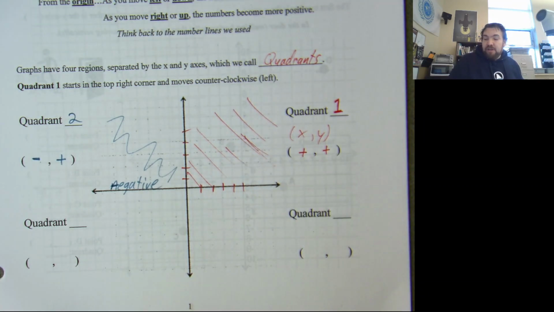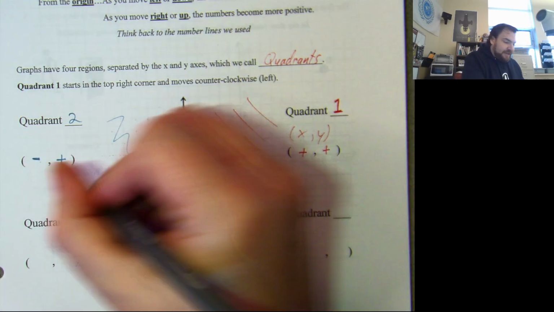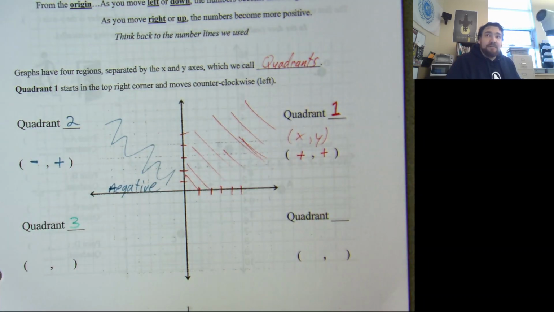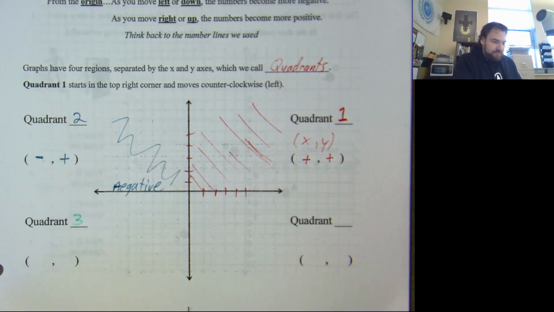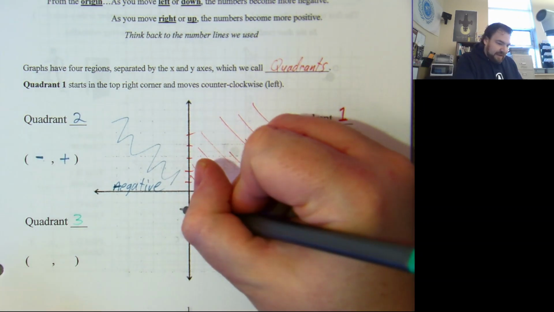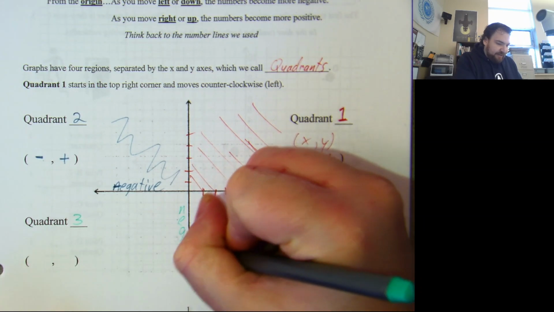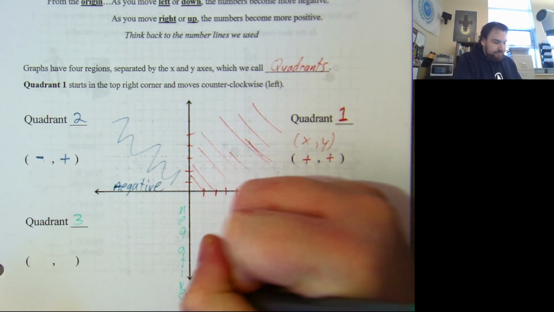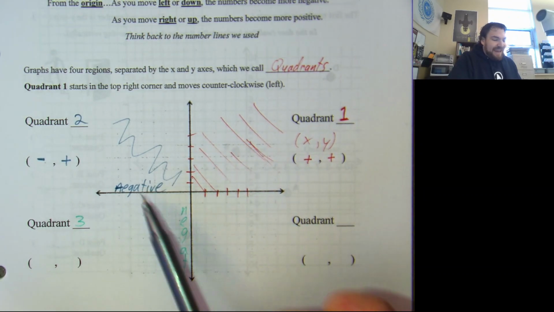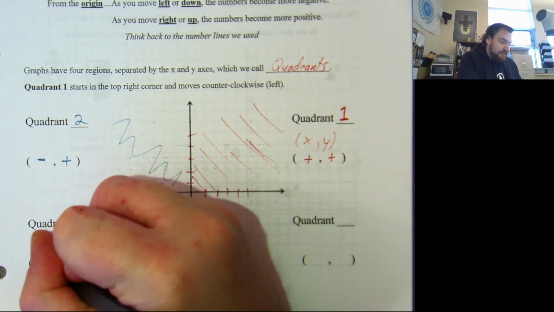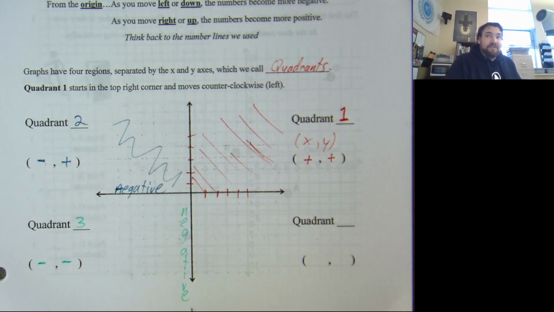If we keep going counterclockwise, this will be quadrant 3 down here. And now we've got negatives that are going down here. So X is negative and Y is negative. So both those numbers are going to be negative down there.